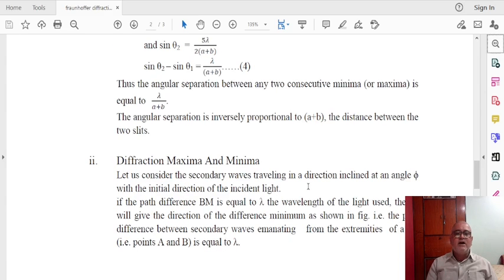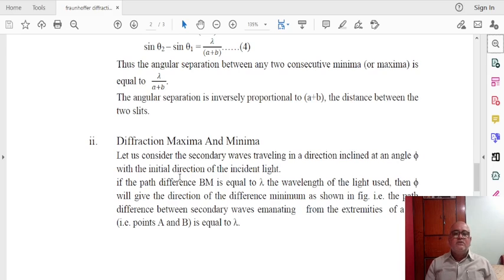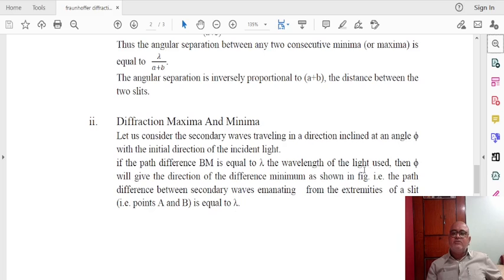Then the second part, that is diffraction maxima and minima. For that we will consider the secondary waves traveling in a direction inclined at an angle phi with the initial direction of the incident light. If the path difference BM is equal to lambda, the wavelength of light used, then phi will give the direction of the diffraction minimum as shown in the figure.